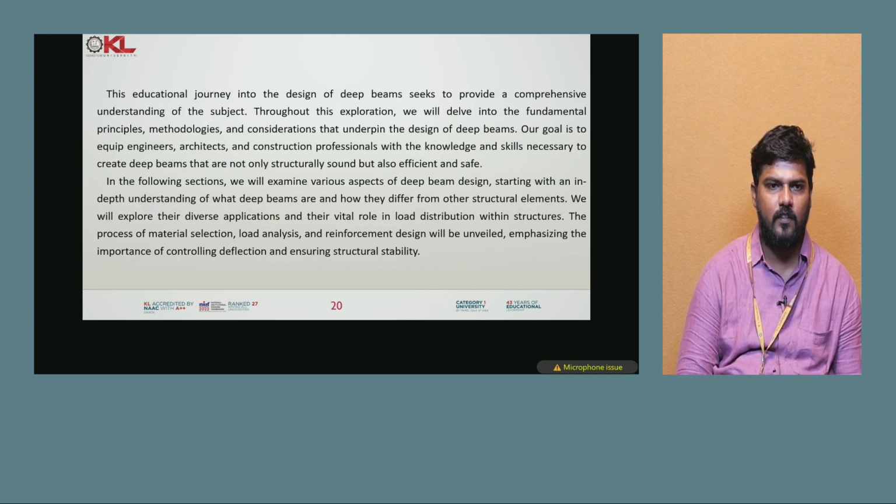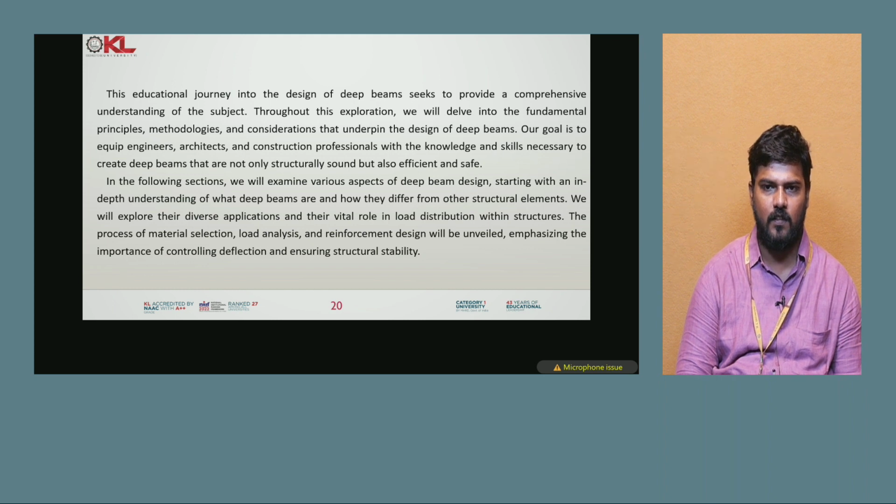The educational journey into the design of deep beams seeks to provide a comprehensive understanding of the subject. Throughout the exploration, we will examine various aspects of deep beam design, starting with an in-depth understanding of what deep beams are and how they differ from other structural elements. We will explore their diverse applications and their vital role in load distribution within the structures. The process of material selection, load analysis and reinforcement design will be unveiled, emphasizing the importance of controlling deflection and ensuring structural stability.